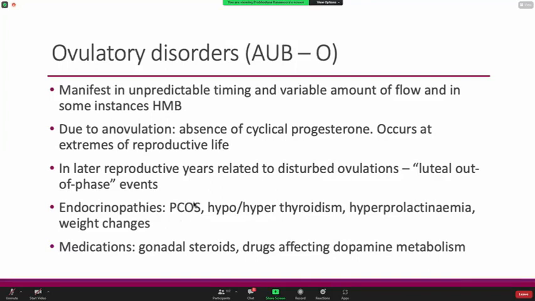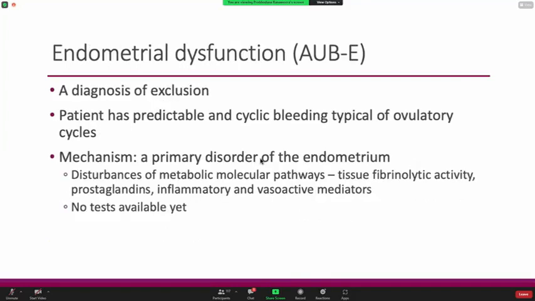And also other endocrinopathies like polycystic ovarian syndrome, hypo or hyperthyroidism, prolactinomas, and weight changes can all affect ovulation, right? And medications that we give, like steroids and anything which inhibits dopamine metabolism, like psychiatric drugs, psychotropic drugs we call them, any of those drugs can affect the ovulatory phase, right?